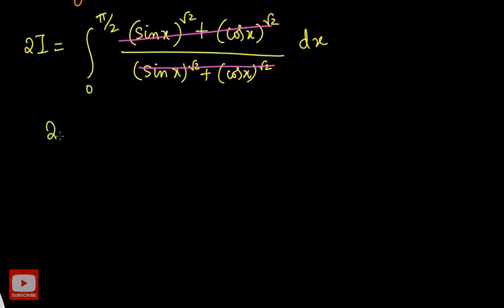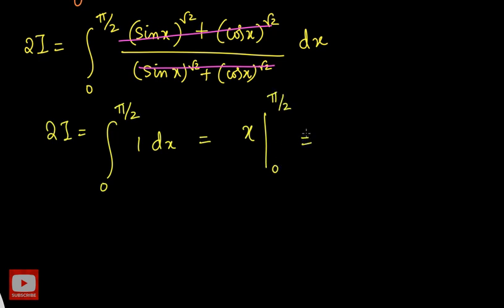So we get 2I is equal to the integral from 0 to pi by 2 of just 1 dx, right? And we know that the integral of 1 is nothing but x, but we have to evaluate this from 0 to pi by 2. That's very important. So put the upper limit first, that is pi by 2, minus the lower limit, that is 0. So 2I is nothing but pi by 2, which tells us that the value of the integral I is nothing but pi by 4.